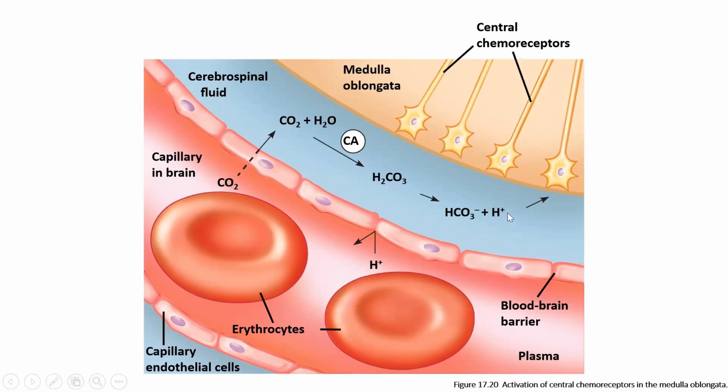The hydrogen ions, which will then change the acidity of the cerebrospinal fluid, is what the medulla oblongata chemoreceptors here are detecting. So it's not directly detecting CO2 levels, but it is indirectly measuring CO2 levels, because if we have a lot of CO2, we then generate a lot of acid, and that is what is detected by these receptors.